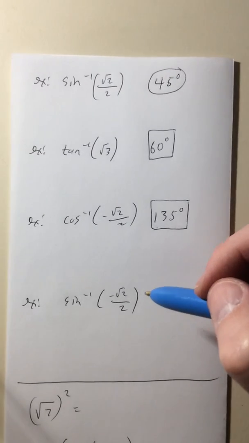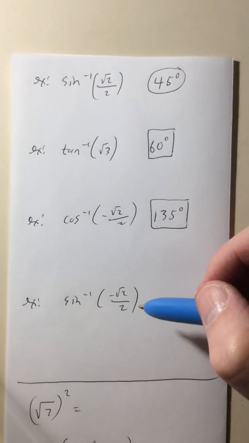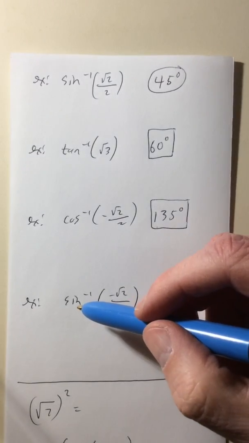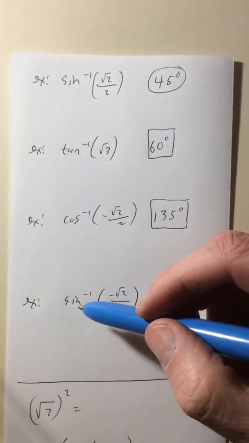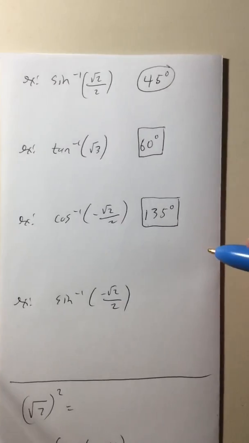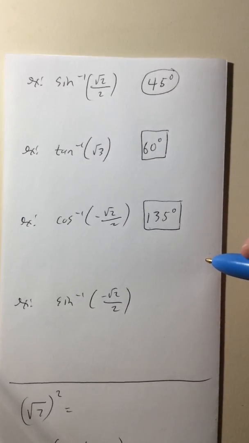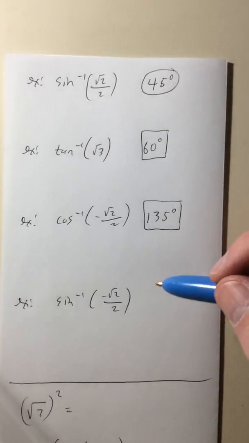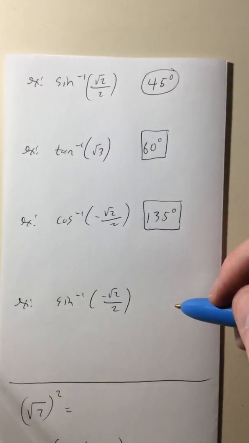Okay, so time again for you to do some push-ups. So you're going to do the work right here. You're going to find the angle whose sine is negative root 2 over 2. So keep in mind what the domain is for sine. If you're going to look back, that's cool. Please do that right now. Pause the video.